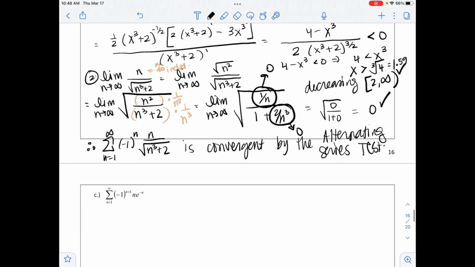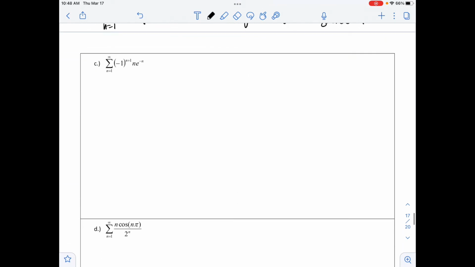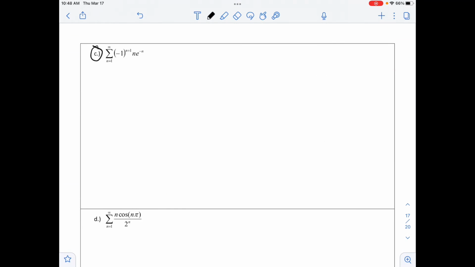We have 2 more examples of this on the next page, and I'm going to go ahead and circle both of these, and we'll look at these 2 together in class.